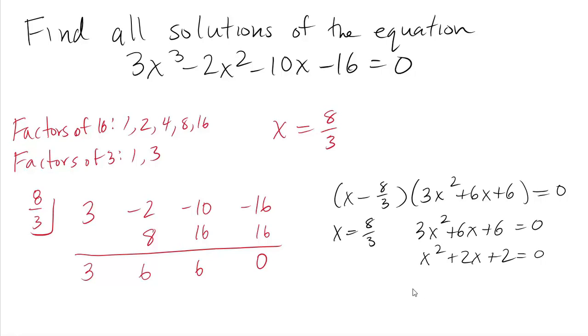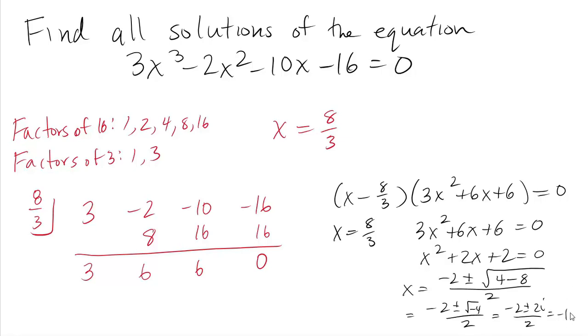And now we can apply the quadratic formula. That doesn't factor, so we get -2 plus or minus the square root of 2 squared, which is 4, minus 4 times 1 times 2, that's minus 8, all divided by 2. That's -2 plus or minus the square root of -4 over 2. That's -2 plus or minus 2i divided by 2. That's -1 plus or minus i. And there are our last two solutions. x equals -1 plus i, and x equals -1 minus i.